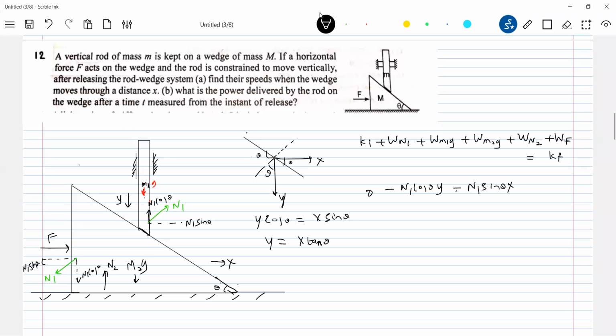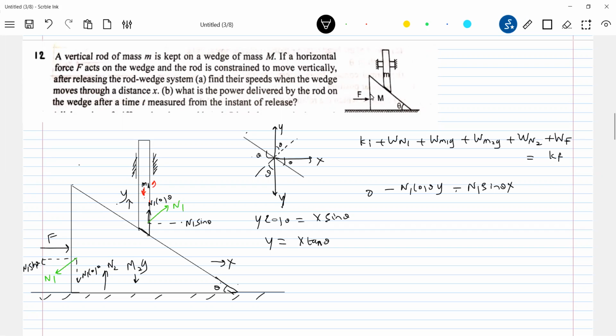The rod is moving. So how will the rod move, vertically up or down? No, it will move vertically up. If the wedge moves towards the right, the rod will move vertically up. I'm not releasing from rest here; some external force is applied. So here y will come upward actually. Then the constraint equation should change here. Yes, I'll change it, no problem.